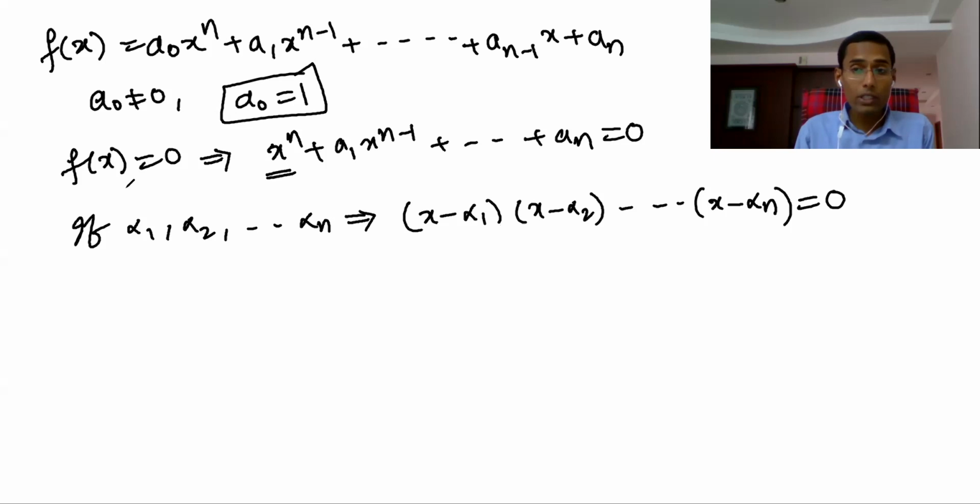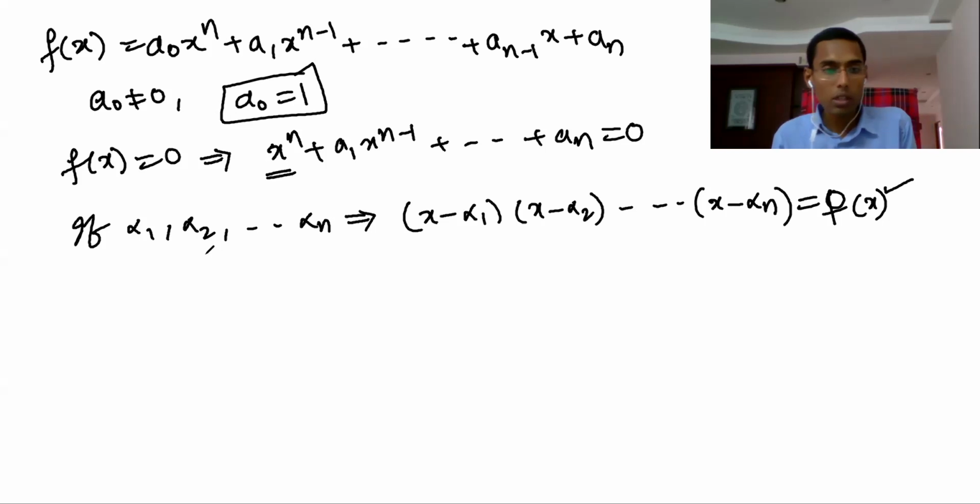So here f(x) we can write like this. This is f(x), we can write like this. So now a polynomial we can write like this. Just make this point proper.